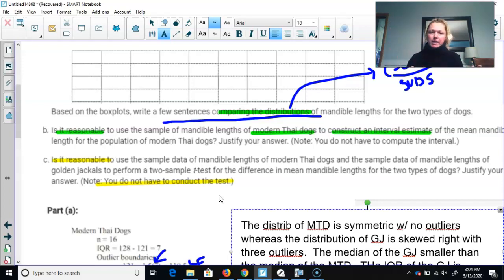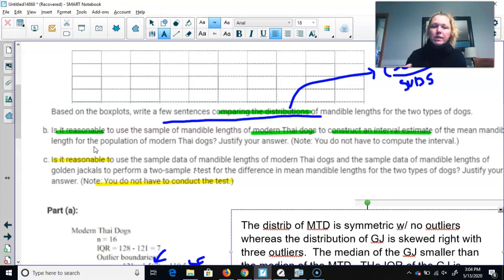Part B, is it reasonable to use the sample of mandible lengths of modern Thai dogs to construct an interval estimate of the mean mandible length for the population of modern Thai dogs? Justify your answer. No, you do not have to compute the interval. When they're asking, is it reasonable? They're asking about the do step. Go through all of the conditions, okay? That's what they're asking for in this one.